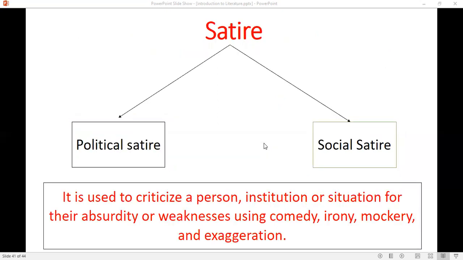Satire, we have two main satires in general, political satire and social satire. Satire is used to criticize a person, institution, or situation for the absurdity or weaknesses using comedy, irony, mockery, and exaggeration. You can see how this device is used to insult a person, institution, or situation.